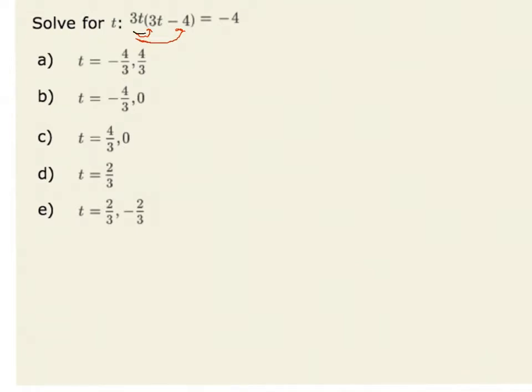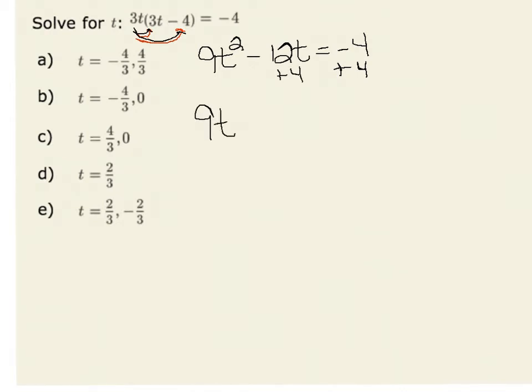We will have 3t times 3t, or 9t squared. Then we have 3t times a negative 4, or a negative 12t, and that is equal to a negative 4. Since we now have a quadratic equation, one way that we could try to solve it is to set it equal to 0 and try to factor it. So I'm going to add 4 to both sides of my equation in order to set it equal to 0. I would get 9t squared minus 12t plus 4 is equal to 0.